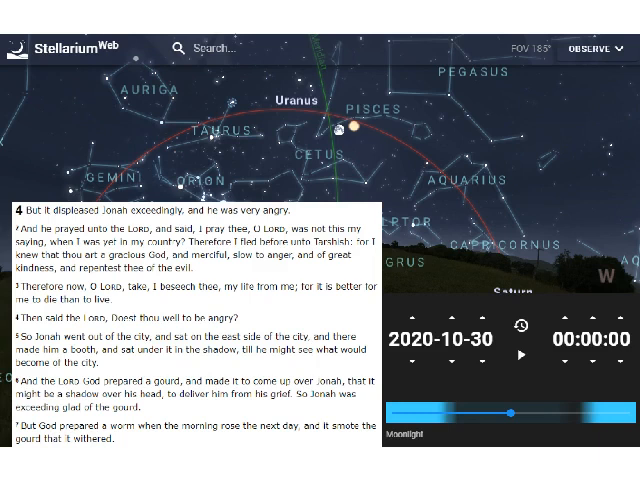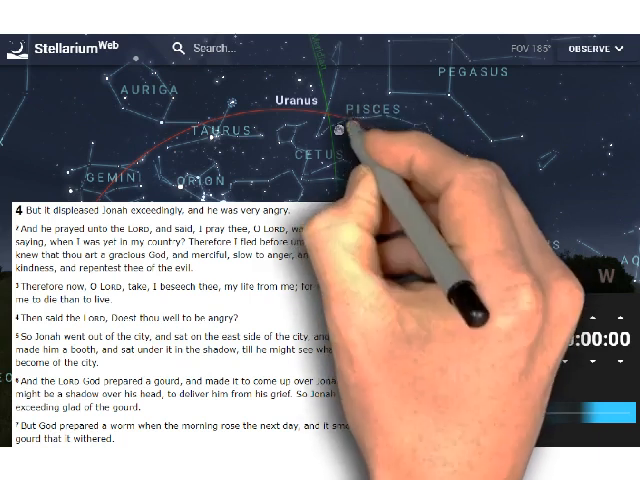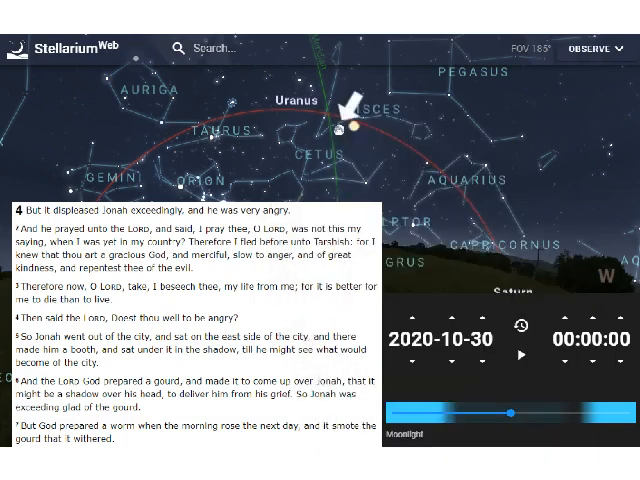Then said the Lord, Doest thou well to be angry? So Jonah went out of the city, and sat on the east side of the city, and there made him a booth, and sat under it in the shadow, till he might see what would become of the city. And the Lord God prepared a gourd, and made it come up over Jonah, that it might be a shadow over his head, to deliver him from his grief. So Jonah was exceedingly glad of the gourd. But God prepared a worm when the morning rose the next day, and it smote the gourd, that it withered.